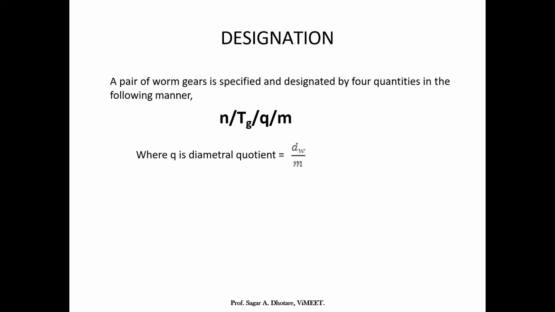Okay, now how the designation is given. Whenever we find out a worm and worm wheel gear, and select it from the standard equation, how will we choose it? So it shows in 4 digits: a n slash, then tg slash, then q slash and m slash, where the first one is nothing but the number of starts of worm, then the second one is the number of teeth on worm gear, then q is nothing but a diametrical quotient, and m is the module. So four factors you can find out. Okay, we will discuss further briefly in design.